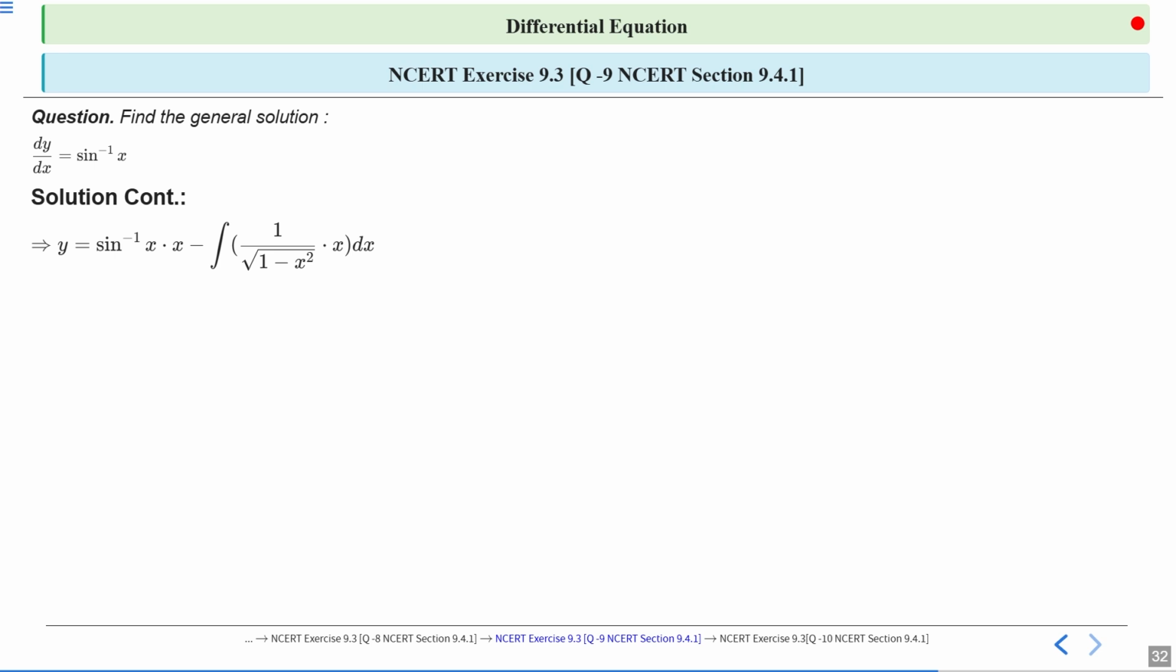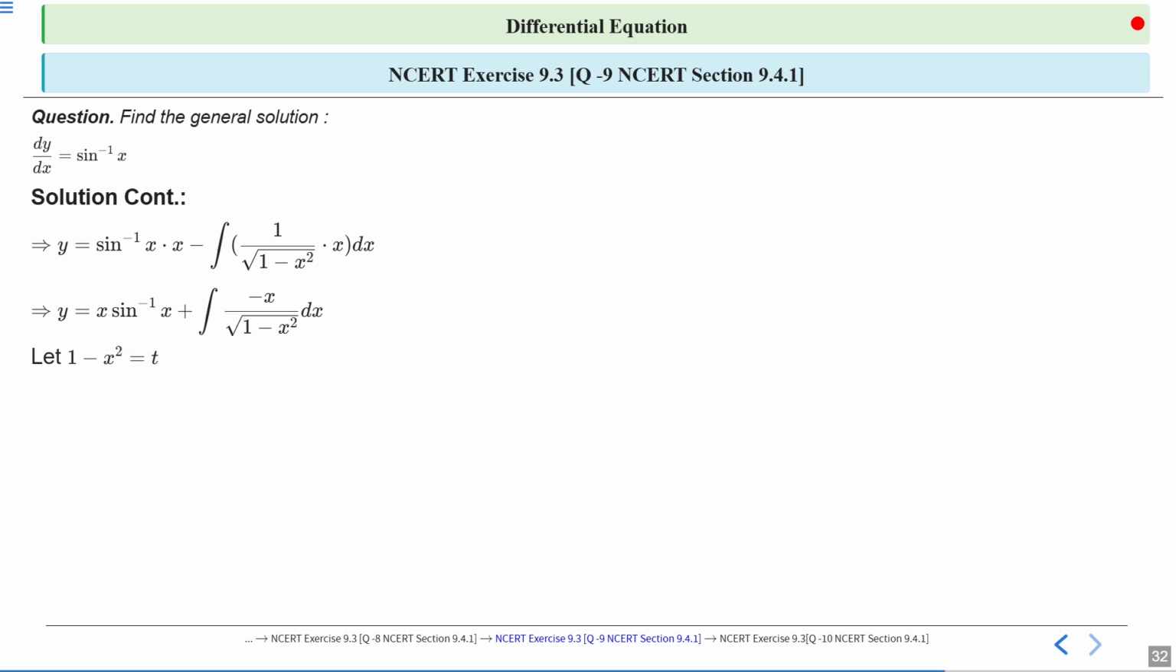So y is equal to sin inverse x into x minus integration of 1 by root under 1 minus x square into x dx. So y is equal to x sin inverse x plus integration of minus x by root under 1 minus x square dx. Now we have to find the value of this integral, that is integration of minus x dx by root under 1 minus x square. So we apply the substitution method to integrate this.